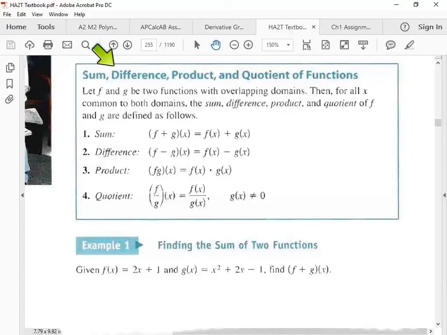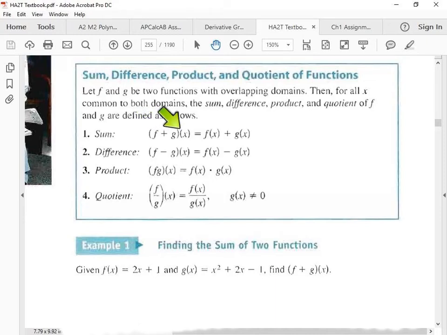Okay, so here's sum, difference, product, and quotients of functions. So this is combining functions right now. Here's adding, here's subtracting, here's multiplying, here's dividing. And check it out. See that weird thing? Like there's an x right here? That's a variable, but this g and this f, those represent functions. They don't represent a variable. So you're not going to distribute this x to these. That's weird.